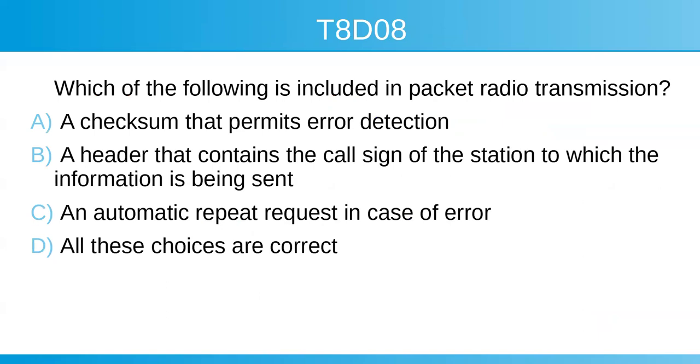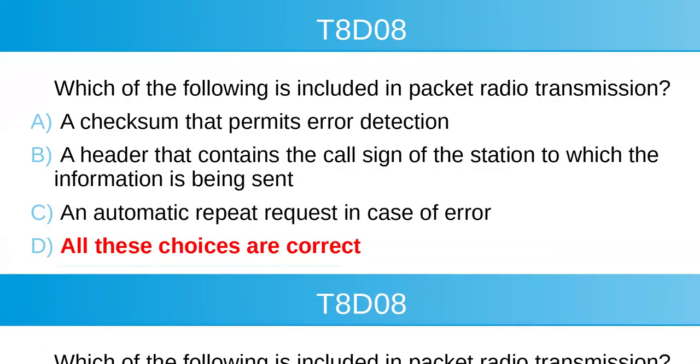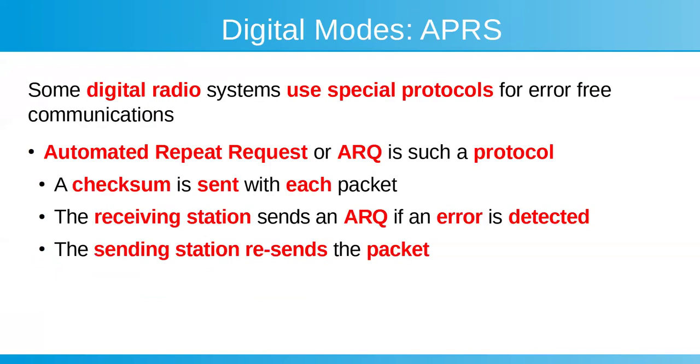Which of the following is included in packet radio transmission? Delta. All right. There's a few deltas that work. Okay. And we just talked about the ARQ, or automated repeat request, where if the checksum doesn't match, it asks to resend the packet.